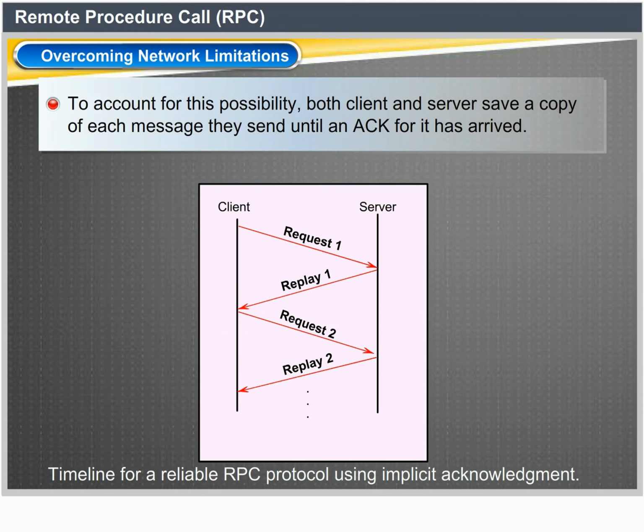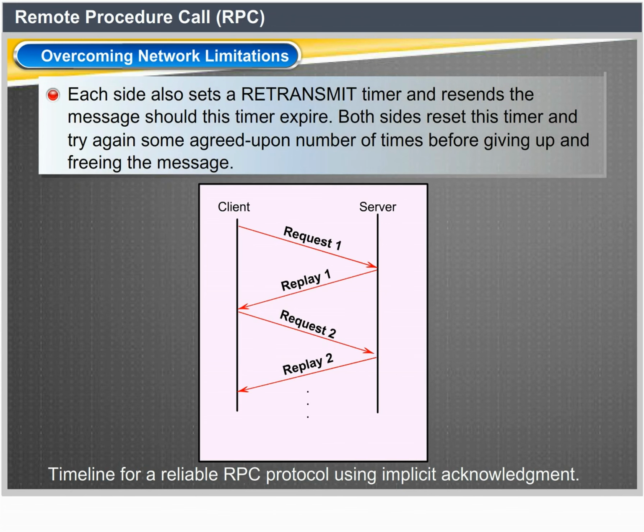To account for this possibility, both client and server save a copy of each message they send until an ACK for it has arrived. Each side also sets a retransmit timer and resends the message should this timer expire. Both sides reset this timer and try again some agreed upon number of times before giving up and freeing the message.